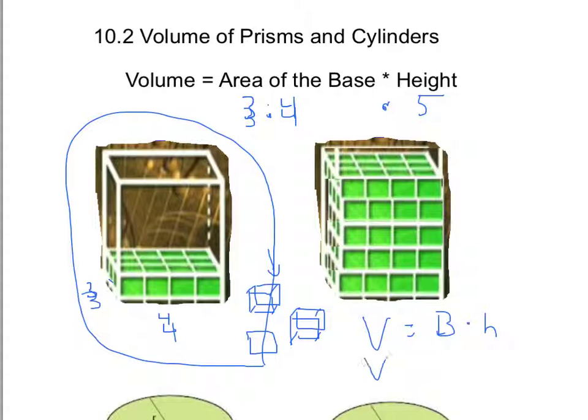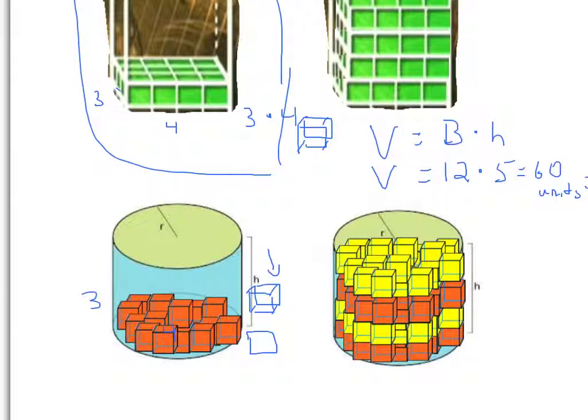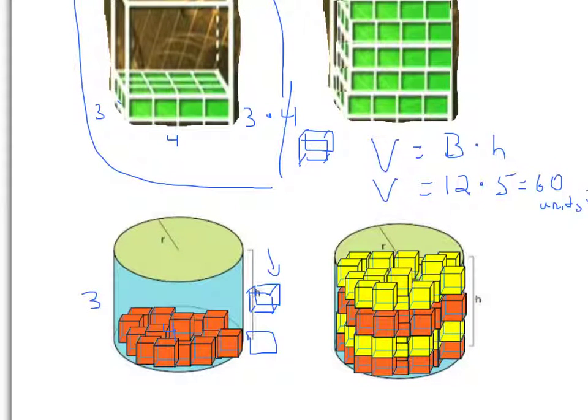So in this particular example, I had a base area of 12, which I got by 3 times 4. I multiply by 5, and so I have a volume of 60 cubic units. And so my formula, as I said, this big B stands for area of the base. Now looking down below, I have 2 cylinders that are the same, and again I'm just trying to show you this layering idea.